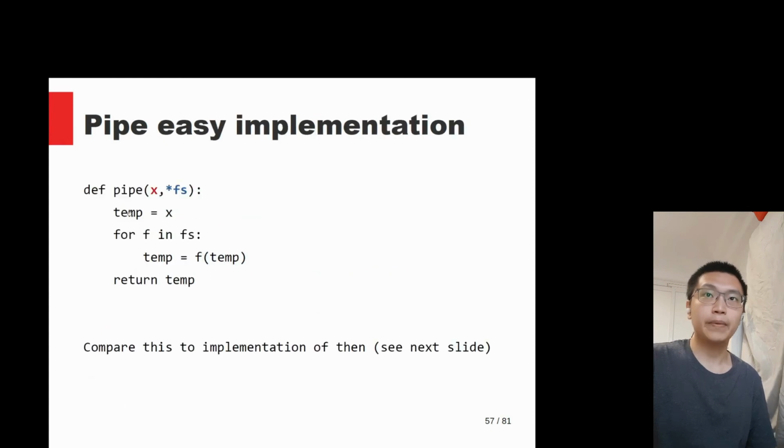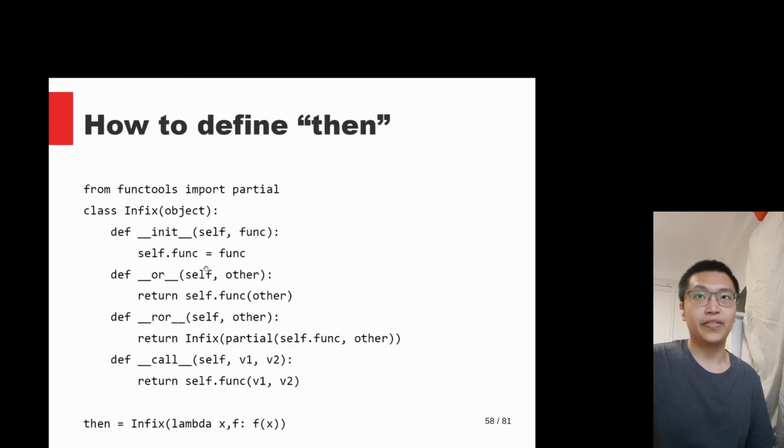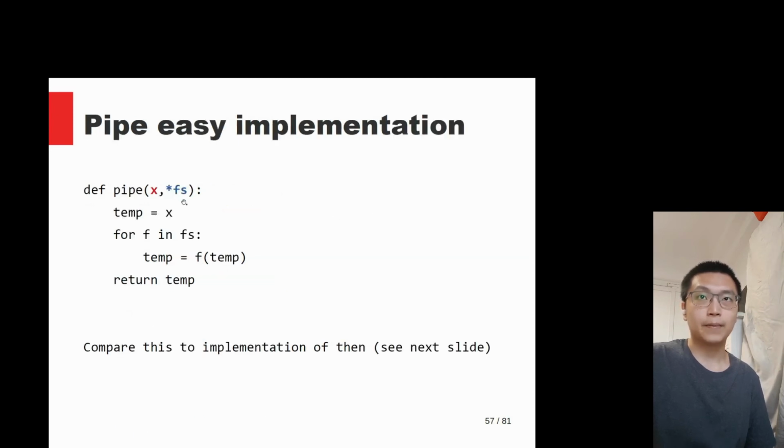And also the implementation for pipe is much easier. If you take a look at this code, it's relatively easy to understand. Compare that with the implementation of the then notation. How do I define then? It's this very messy code that involves overwriting the vertical line symbol. In that sense, the pipe notation is much easier to understand.